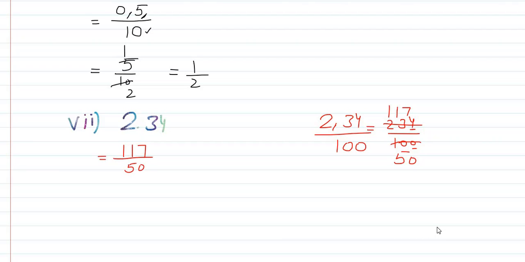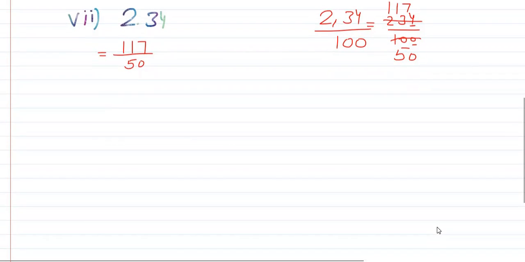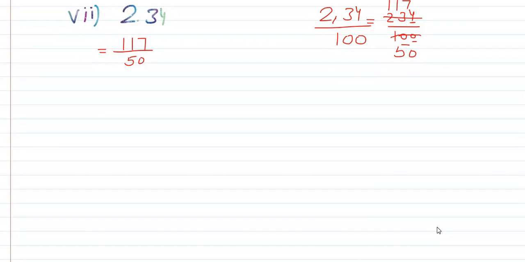We can't divide it anymore because both are not divisible by any number, so it is in the simplest form and this is the answer. Now I am solving question number 5. In question number 5, convert the following into decimal fractions and identify terminating and non-terminating fractions. So, I am solving part number 1.